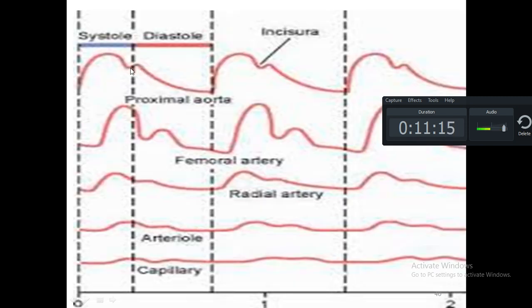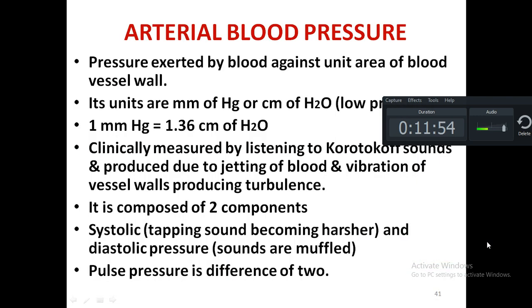You can see in the proximal aorta, this is the formation of the pulse wave. You can see here it is very high, then low, then again very high, and then the incisura. And in the femoral artery, this pattern is seen again. But in the radial artery, you can see there is damping of this pulse wave, and a relatively slight increase during the systolic blood pressure. And then in the arterioles, this is further dampened, and in the capillaries it is almost a straight line. That means now the blood is flowing in the form of a continuous flow.